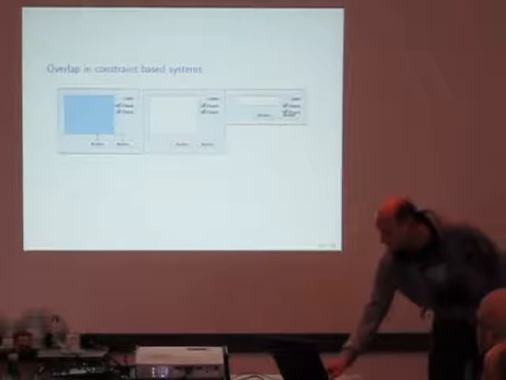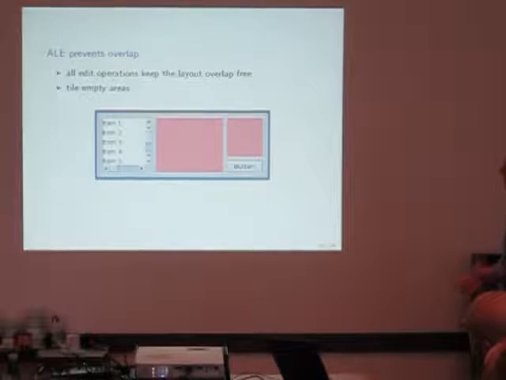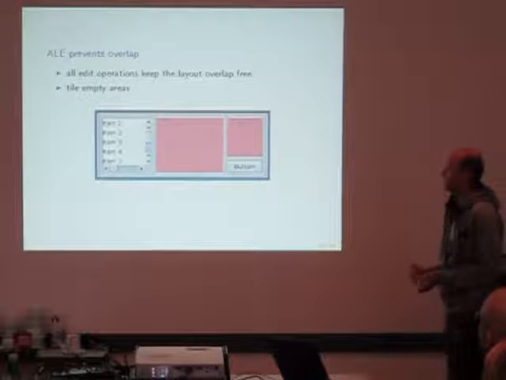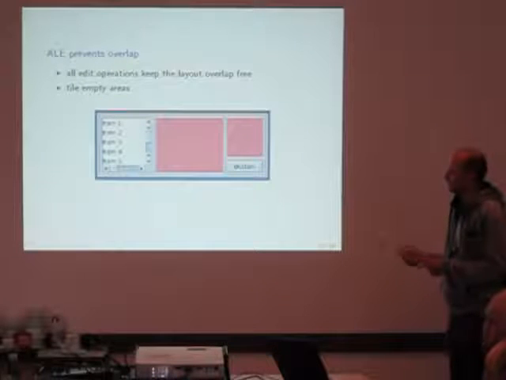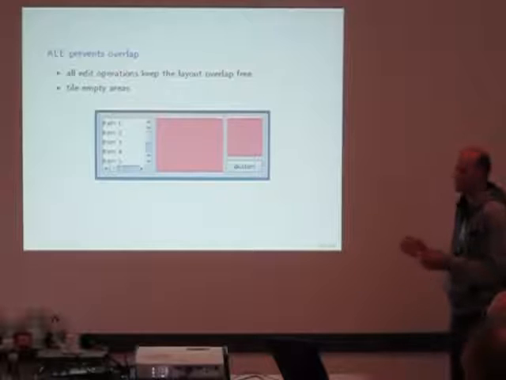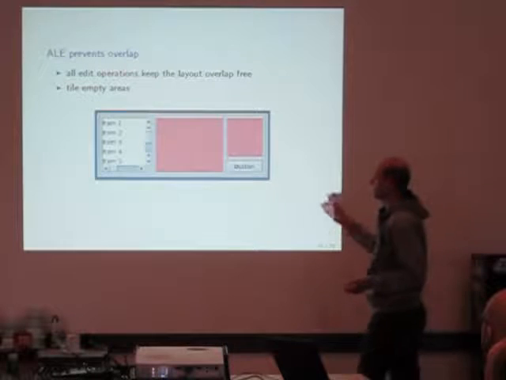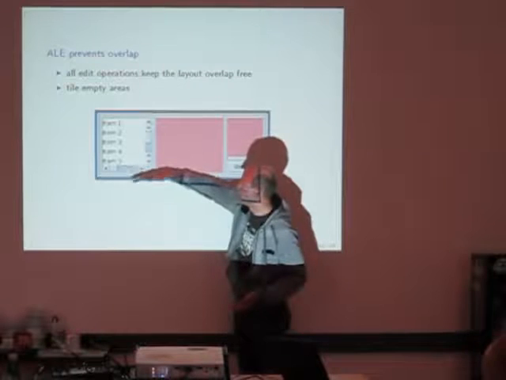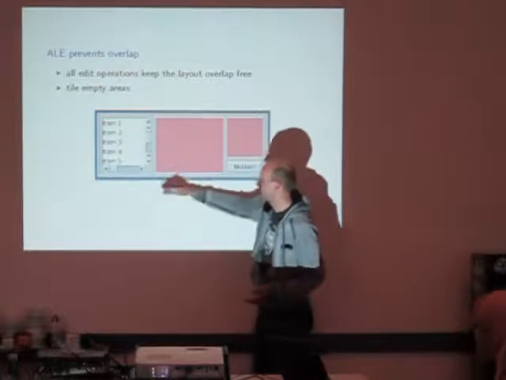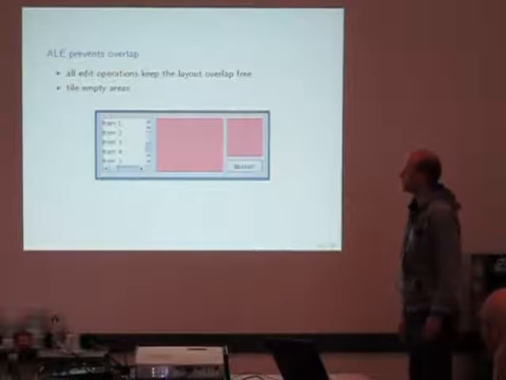So the approach we use to fix this problem is actually quite simple. We just made all edit operations designed in that way that they stay overlap free. For example, if I move this button between this one, then I move this button a little bit to the top and squeeze it just below the item view.